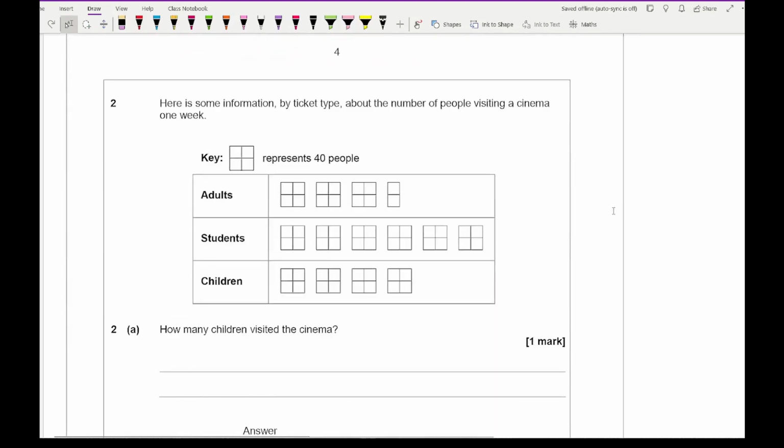Moving on to question 2, it says here is some information by ticket type about the number of people visiting a cinema 1 week. And we've got adults, students and children. And for 2A it says how many children visited the cinema. Now we know that a box of 4, every little box accounts to 10, or a box of 4 equals 40. So looking at children, we've got 40 plus 40 plus 40 plus 40, and 40 times 4 is going to give me 160.